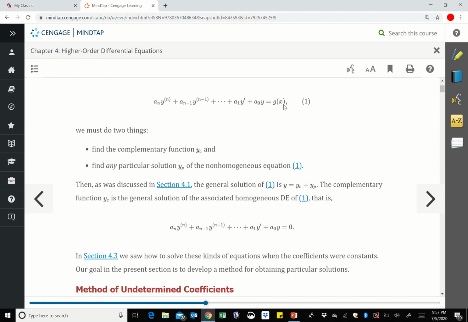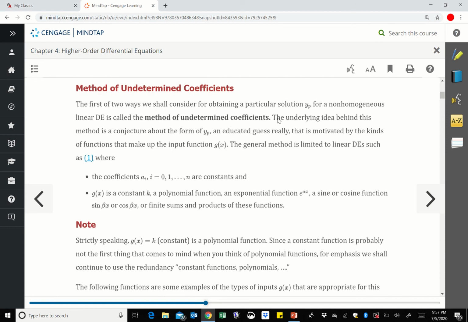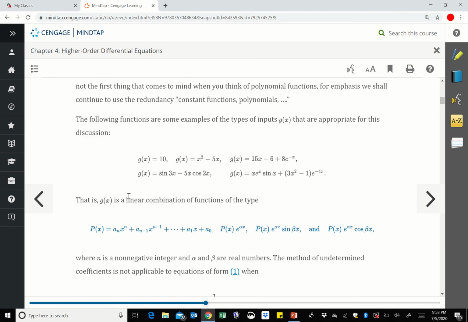Pretty much we're going to restrict ourselves to the classical types of functions we're used to working with, mainly from, let's say, pre-calculus. So g of x itself could be a polynomial. This includes a polynomial of degree 0, which would be like your constant functions. It could be an exponential function, sines or cosines, or any product of those types of functions, or sums of those types of functions.